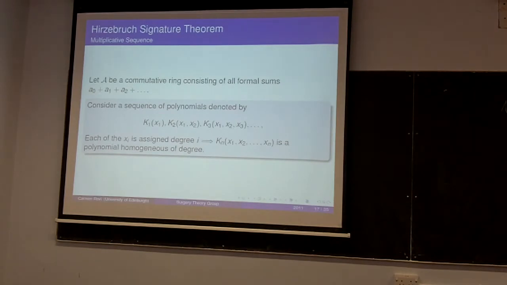So, first of all, we're going to consider a sequence of polynomials like the one that you have here. Well, this notation can be a bit tricky, because you have to have in mind that when I write x sub 1, I am referring to the 1 meaning that it has degree 1. And if I'm writing x 2, then that has degree 2. So, if I want this to be a homogeneous polynomial, homogeneous of degree, then I could write an example.